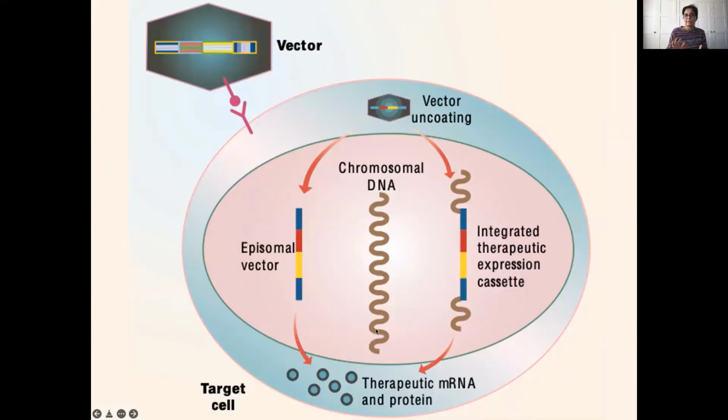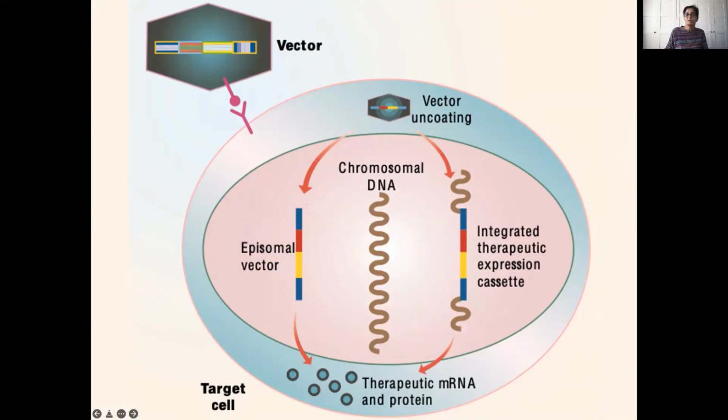Depending on the type of virus, remember I was talking about different types, some of the viral genome can get integrated into the chromosome, or some of the different types of viruses stay on their own. We call them episomal DNA. In either case, they both will be made into proteins, and this protein is what we wanted the cell to make, because the cell was not making this protein.